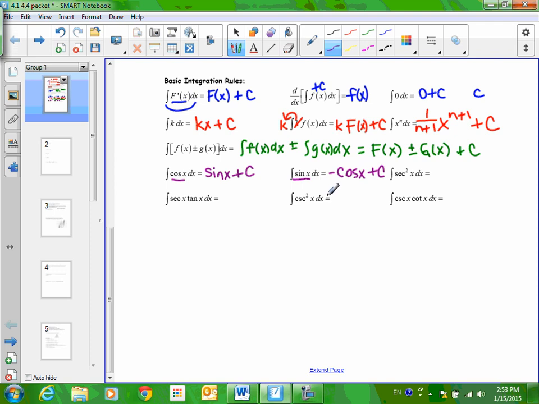So notice that I'm not giving you a new rule to memorize. Just know the old rules. That's it. All right. Whose derivative is secant squared x? Tangent x plus c. Don't forget plus c. All right. Whose derivative is secant x tan x? Just secant x. That's okay.